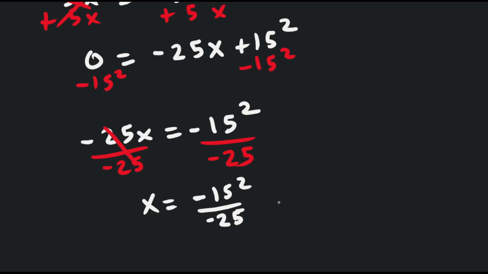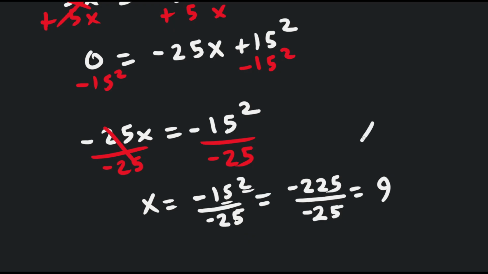So let's keep evaluating this. What is 15 squared by itself? 15 squared is 225. So this is really negative 225 in the numerator and negative 25 in the denominator. And this comes out to positive 9. Therefore, x equals 9. That is the solution.